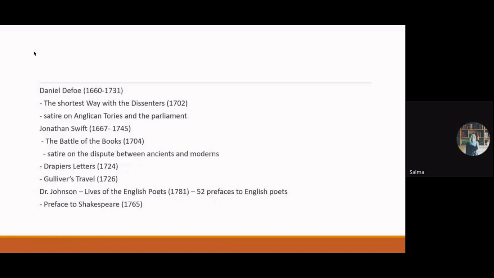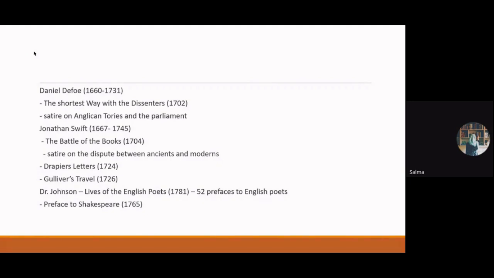Then moving to Daniel Defoe, we all know Daniel Defoe. We call him the father of journalism. But when it comes to prose works alone, he has written The Shortest Way with Dissenters. This work is a satire on Anglican Tories and Parliament. And moving to Jonathan Swift, he has written The Battle of Books. It is a satire on the dispute between the ancient and the modern writers.